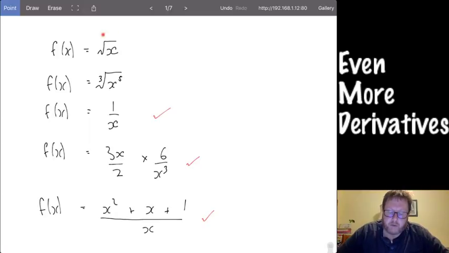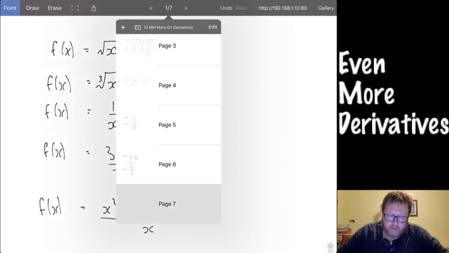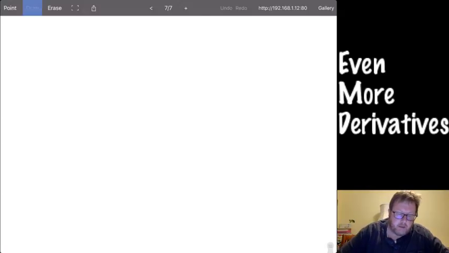Okay, so we've got the square root of x and we've got the cube root of x to the power of 5, and how do we do that? Well, let's just deal with a simple one first. F of x equals the square root of x.